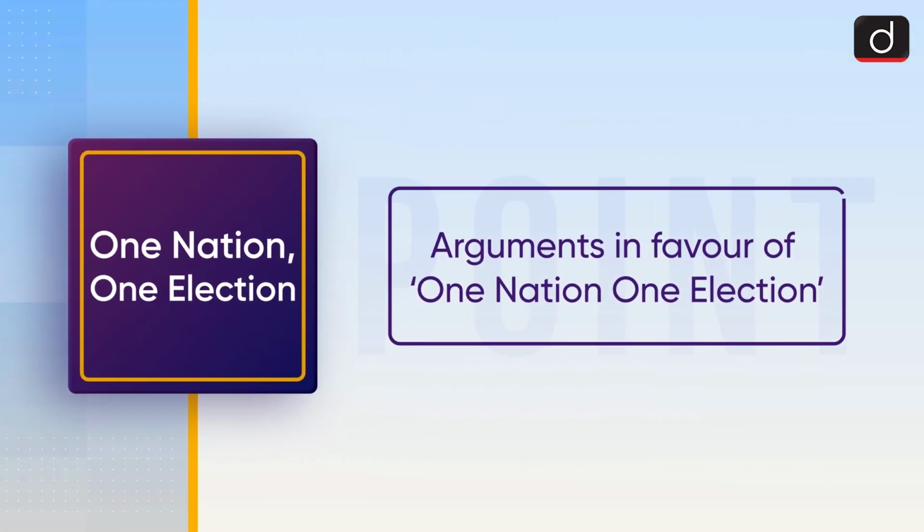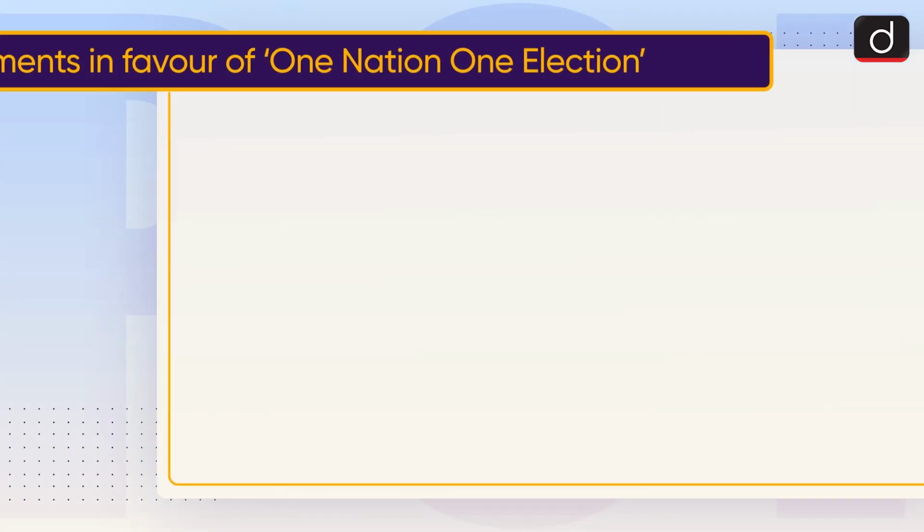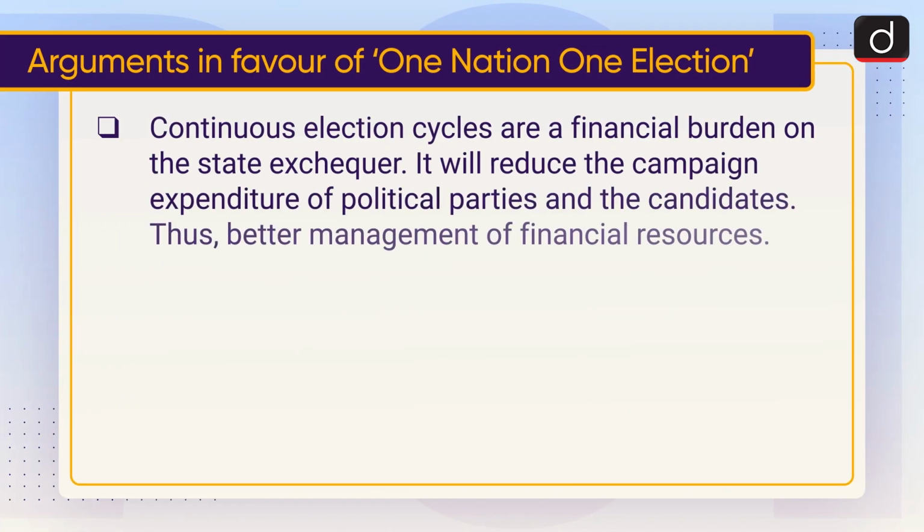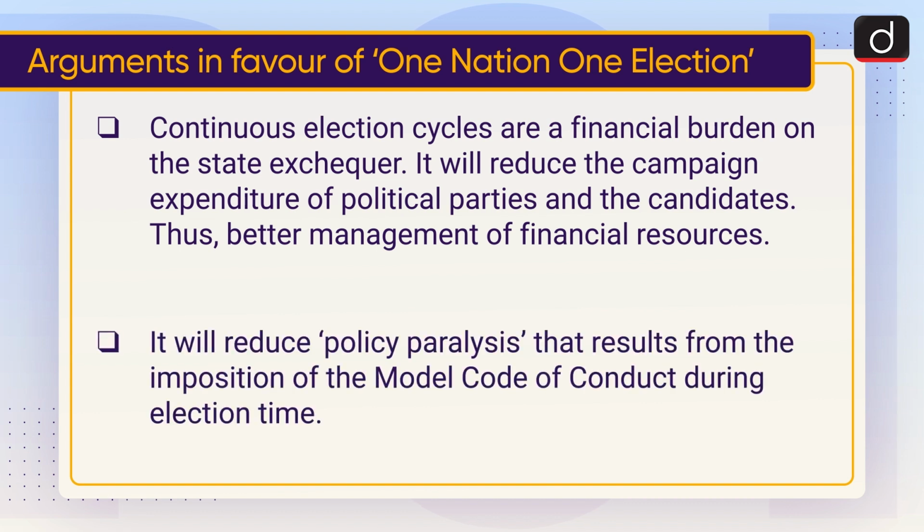Now let us look into the arguments in favor of one nation, one election. Continuous election cycles are a financial burden on the state exchequer. It will reduce the campaign expenditure of political parties and the candidates, thus, better management of financial resources. It will reduce policy paralysis that results from the imposition of the model code of conduct during election time.